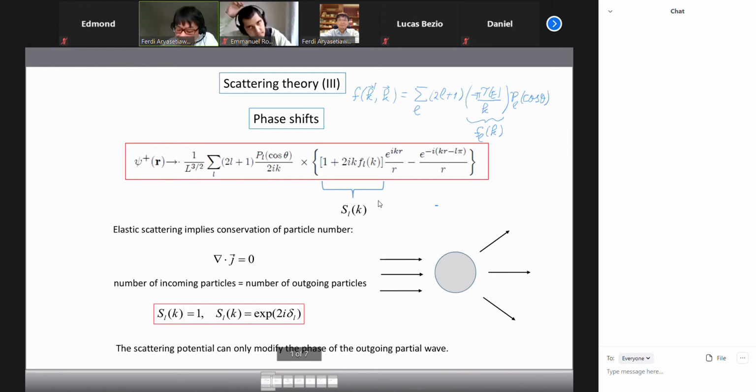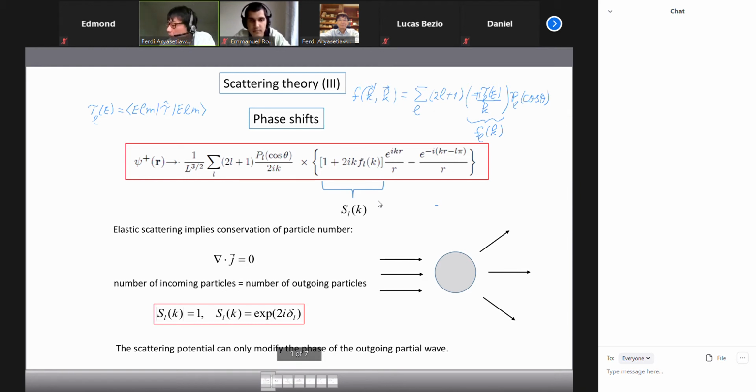And D_E is the matrix element. It's also a function of L, of course. It's just the matrix element in the angular momentum state. Like this, yes. So this is the main result we got last time.